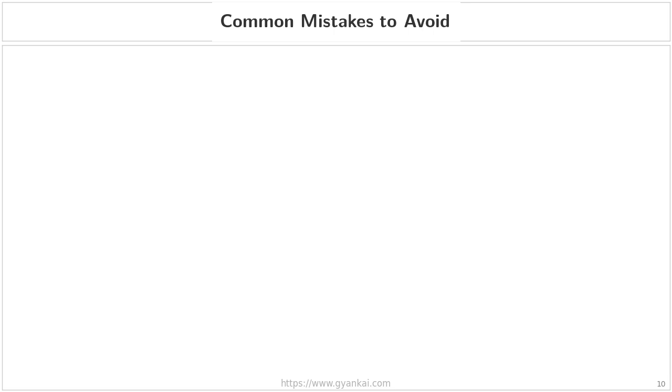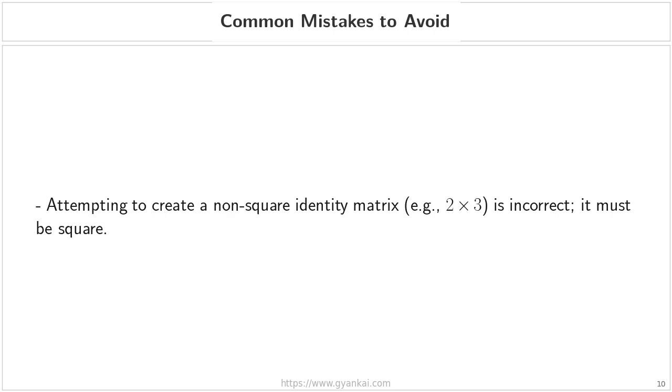Common mistakes to avoid. First, always remember that an identity matrix must be a square matrix. A common error is attempting to create a non-square identity matrix, for example, a 2 by 3 matrix. This is incorrect. By definition, the number of rows must equal the number of columns.